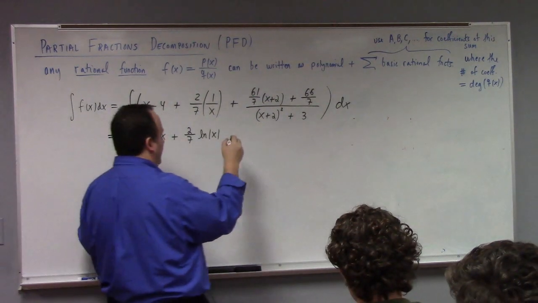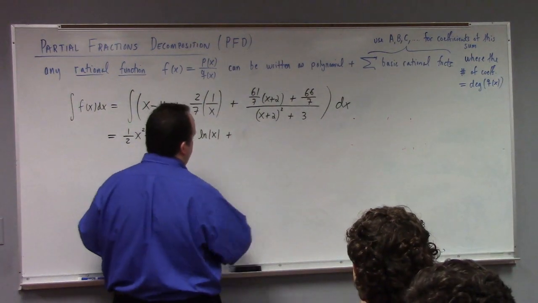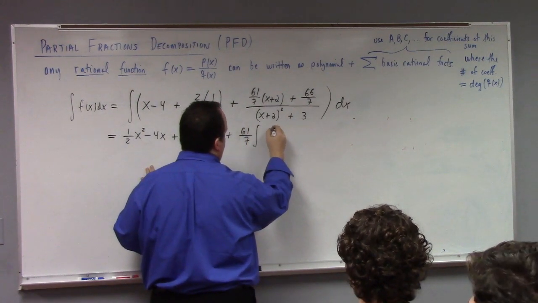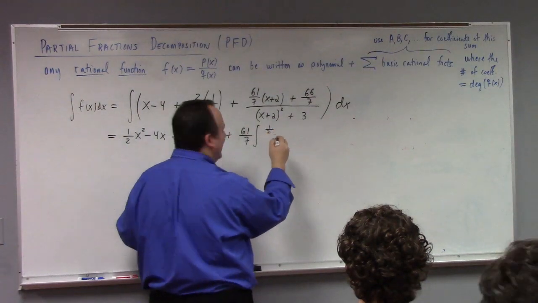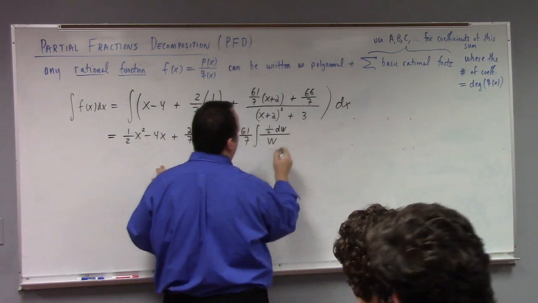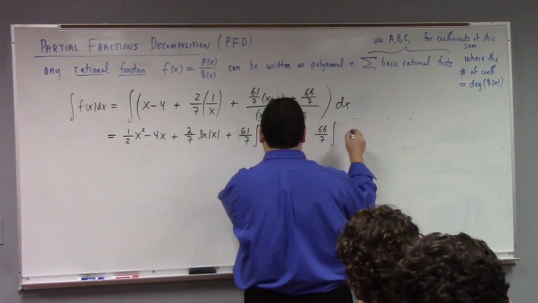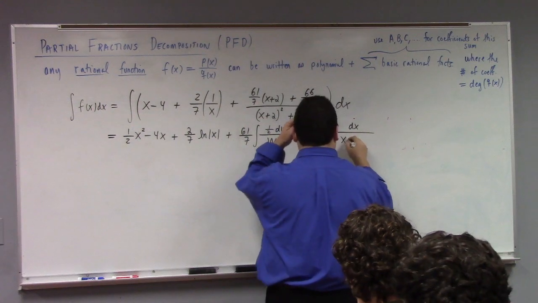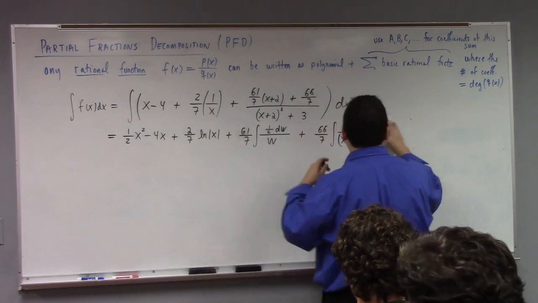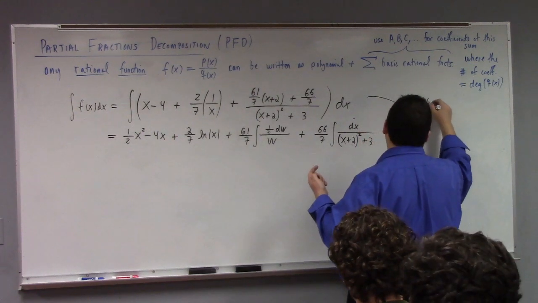Then I'm going to write out a step here. Then I'm going to have plus the integral of, let me pull that 61 over 7 out. 61 over 7 times the integral of 1/2 dw over w, plus 66 over 7 times the integral of dx over x plus 2 squared plus 3. So here I made w equal to the denominator.